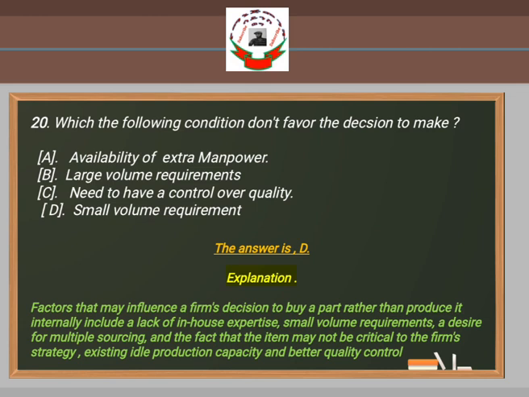Explanation. Factors that may influence a firm's decision to buy a part rather than produce it internally include a lack of in-house expertise, small volume requirements, a desire for multiple sourcing, and the fact that the item may not be critical to the firm's strategy, existing idle production capacity and better quality control.